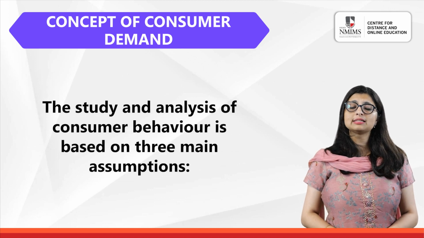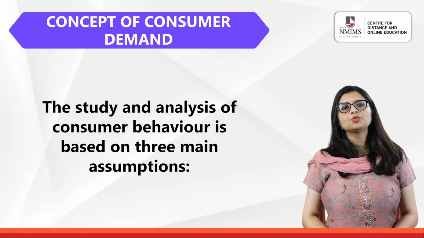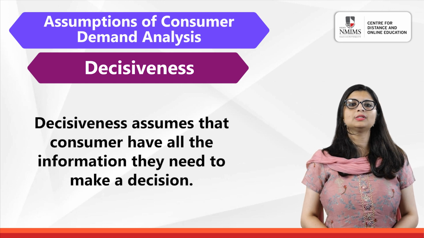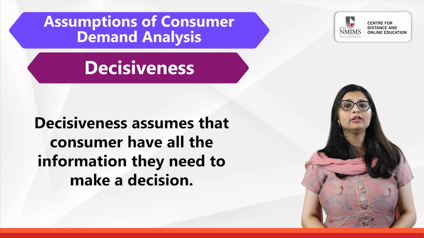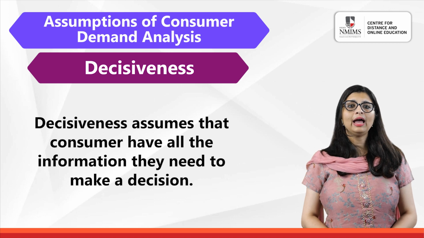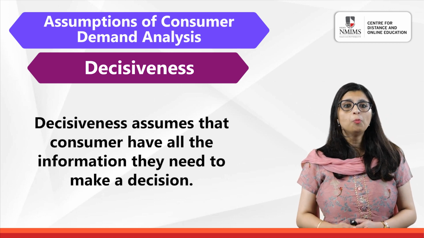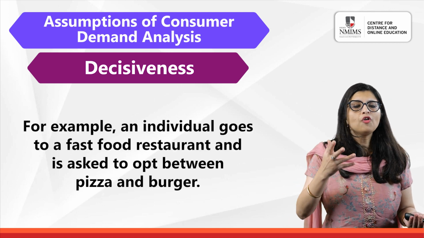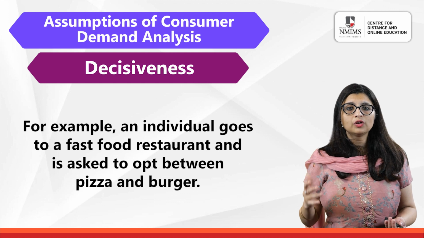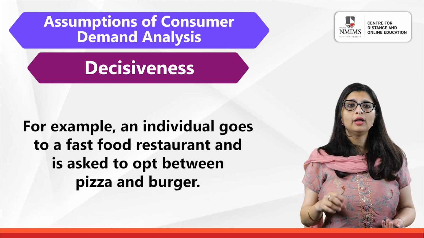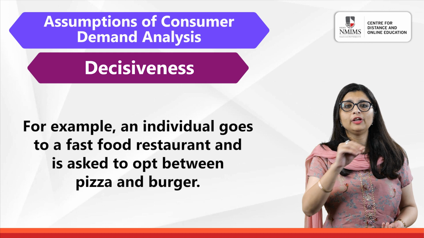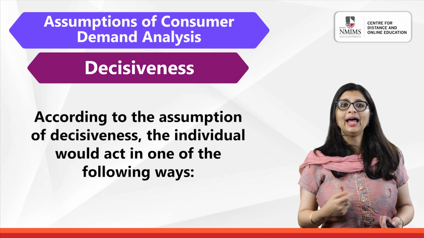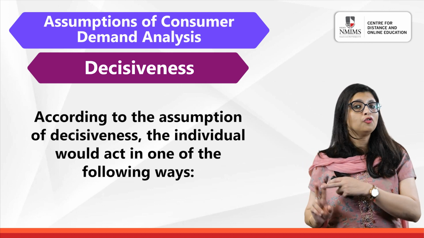Now, there are different assumptions here. The first one is decisiveness. Decisiveness assumes that consumers have all the information they need to make an informed decision both about the product and their own desires. For example, an individual goes to a fast food restaurant and is asked to opt between pizza and a burger. Now, according to the assumption of decisiveness, an individual would act in one of the following ways.